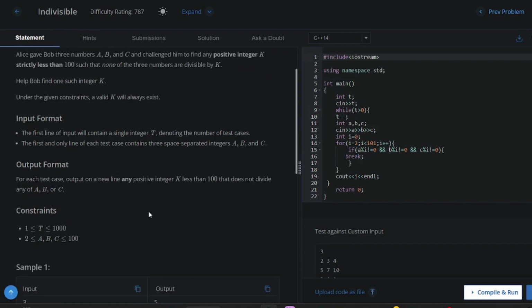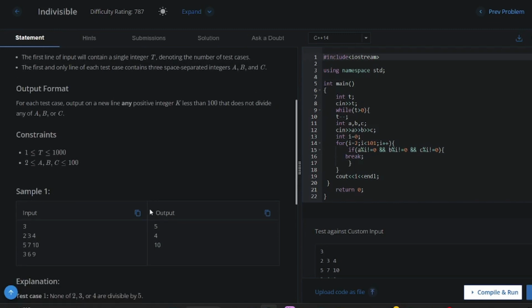Let's see the input format. The first line of input will contain a single integer t denoting the number of test cases. The next line says the first and only line of each test case contains three space-separated integers a, b, and c. So we know what our input format is. It is the same as the last question.